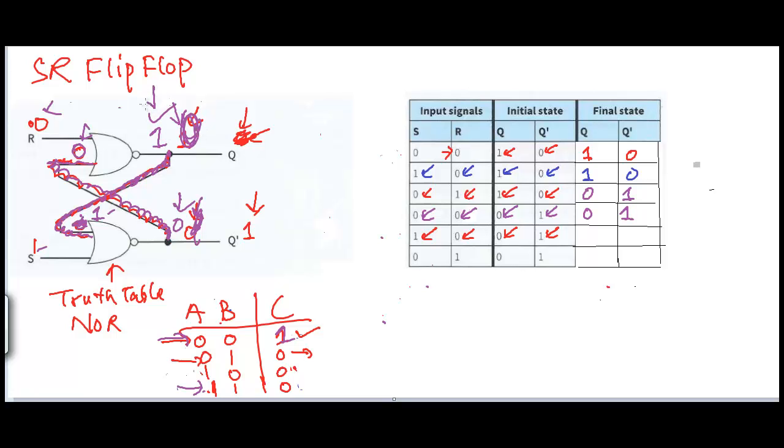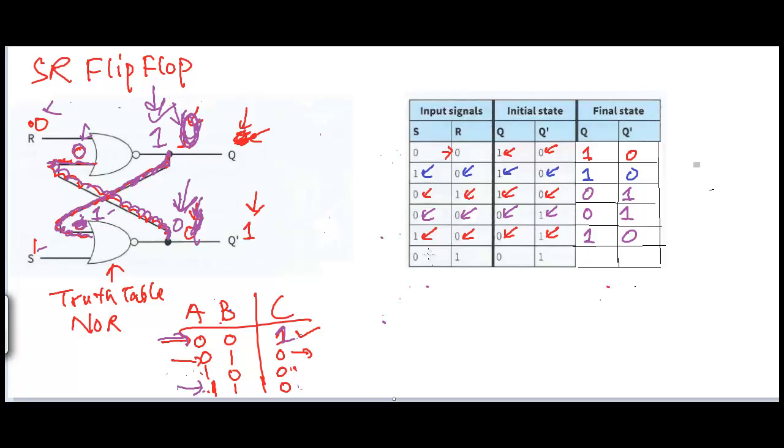So this basically means that this is our stable state, right? This Q is not changing now. So the value of Q is going to be 1, the final state of Q is going to be 1, and the final state of Q bar is going to be 0.